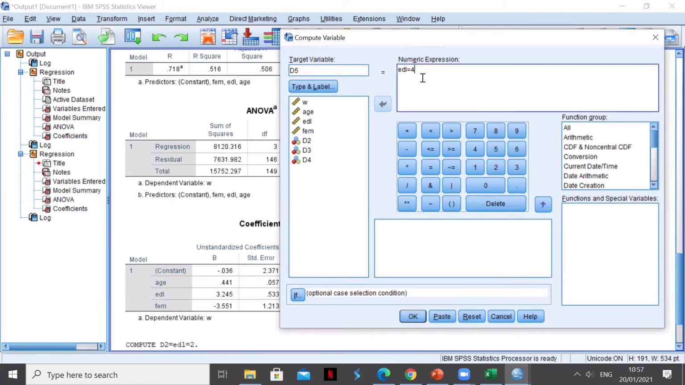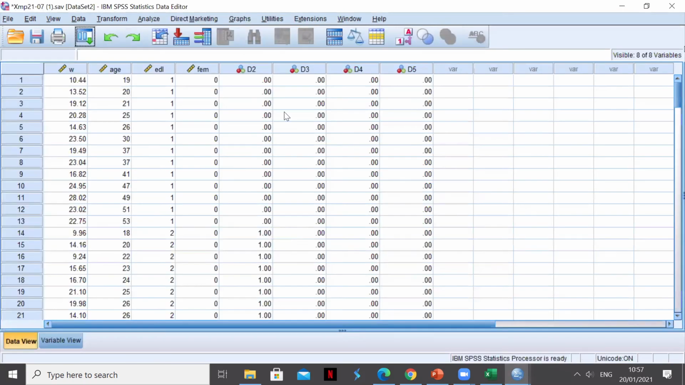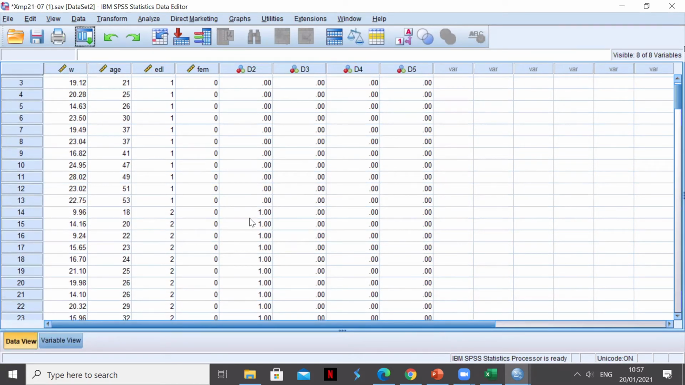And then you do it for the fifth one. And now if you go to your output, you have D2, D3, D4, D5. And what does it do? It gets 1. So D2 becomes 1 if your education level is 2. And that's exactly the dummy variable that we want. Because the dummy variable means that it gives 1 for a certain value and it gives 0 for others.